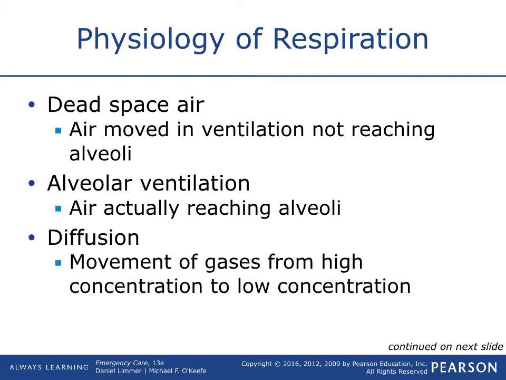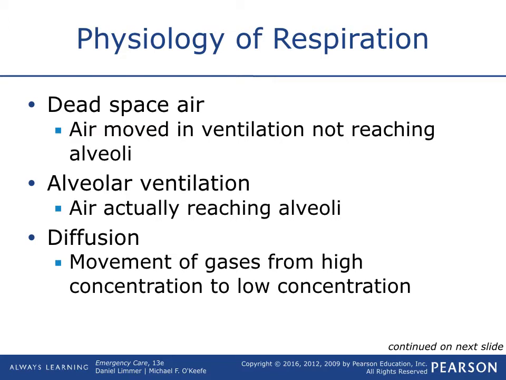The movement of gases from an area of high concentration to an area of low concentration is called diffusion. The diffusion of oxygen and carbon dioxide that takes place between the alveoli and circulating blood is called pulmonary respiration. That's where carbon dioxide is offloaded from the blood into the alveoli, while oxygen from the air in the alveoli is loaded onto the hemoglobin of the blood and transported to the cells.